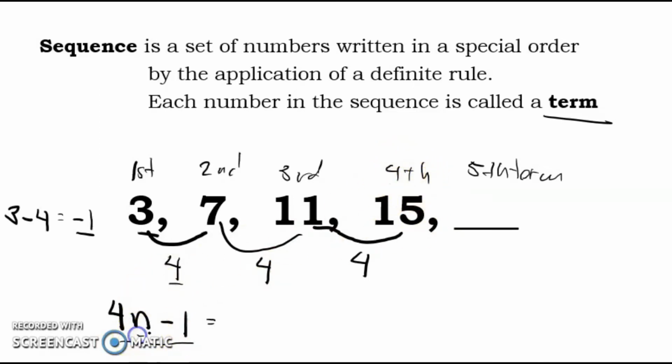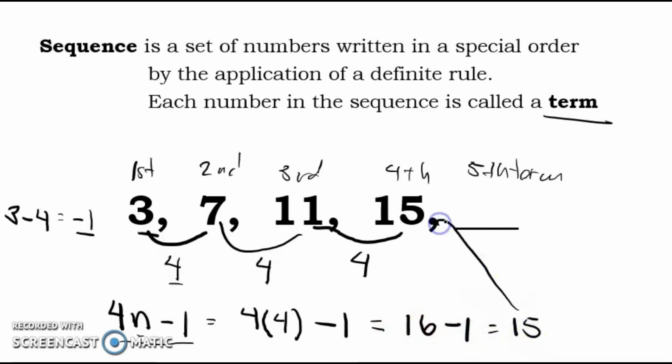So 4 times, parenthesis muna tayo, and then fourth term, so times 4, close parenthesis, minus 1. That is equal to 4 times 4 is 16 minus 1, and that is equal to 15. So tama yung nasa fourth term natin. So the same thing ang gagawin natin sa fifth term.